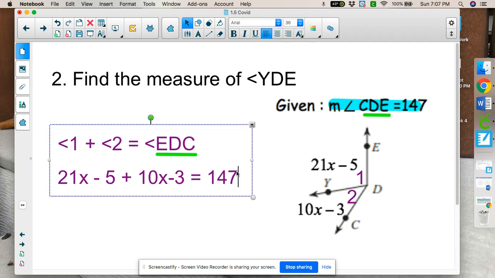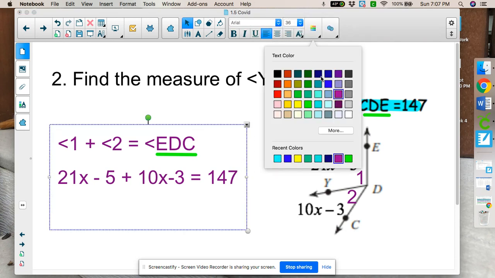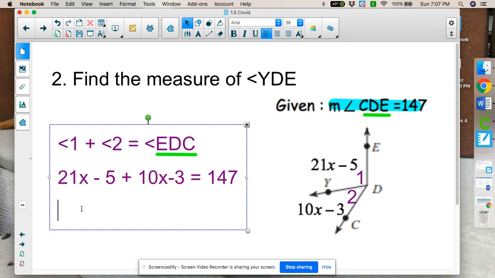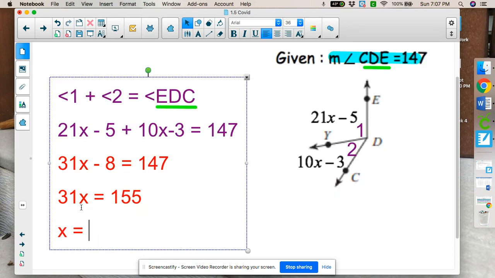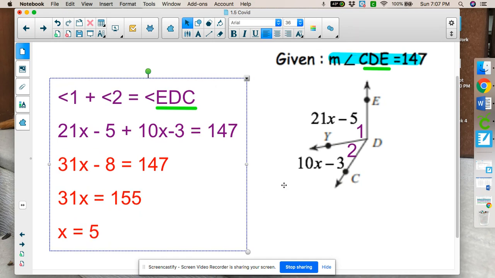So now I'm just going to combine like terms. On the left-hand side, I'm going to combine 21x and 10x to get 31x. And negative 5 plus negative 3 is negative 8, and that's equal to 147. Now I'm going to add 8 to each side, so I get 31x equals 155. Then when I divide both sides by 31, I get x is equal to 5. So that's exactly what we did with segment addition postulate. Now we're using it with angle addition postulate.